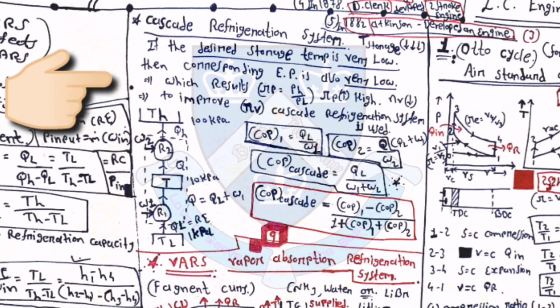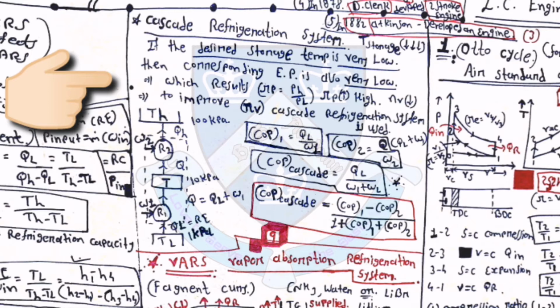So COP1 is equal to QL upon W1 and COP2 is equal to Q upon W2. Here Q is equal to QL plus W1. So COP of cascade is equal to QL upon (W1 plus W2), and COP of cascade is equal to (COP1 times COP2) upon (1 plus COP1 plus COP2).